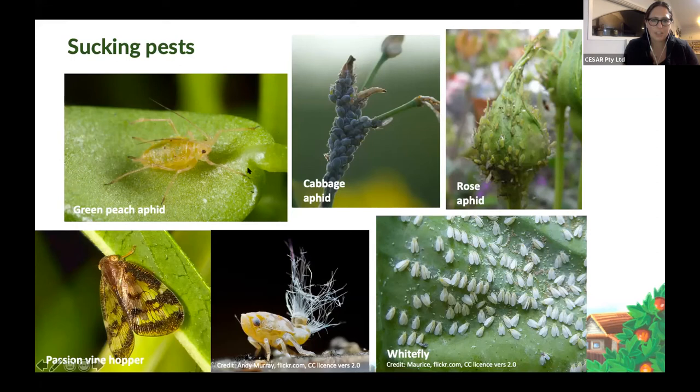So I've got green peach aphid here and cabbage aphid. You'll notice between these two aphids there's a bit of a difference in how they look. This shot is a little bit closer up, but you'll notice green peach aphid, among other things, has this really shiny appearance, and cabbage aphid has this almost furry, matte appearance. There are lots of little morphological features you can use to differentiate aphids, but having a look at the texture, matte versus shiny, can sometimes give you a hint as to what might be in your garden.